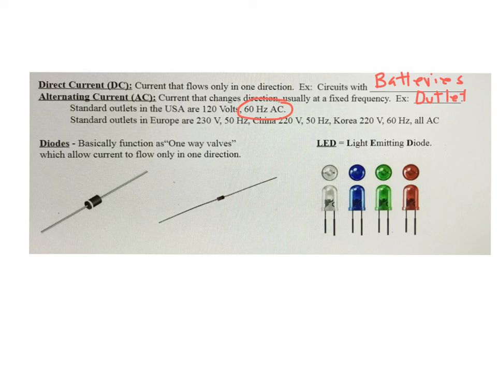So current is the flow of charge. It's usually electrons, like 99.99% of the time it's electrons, moving through a wire, kind of like in the form of musical chairs.